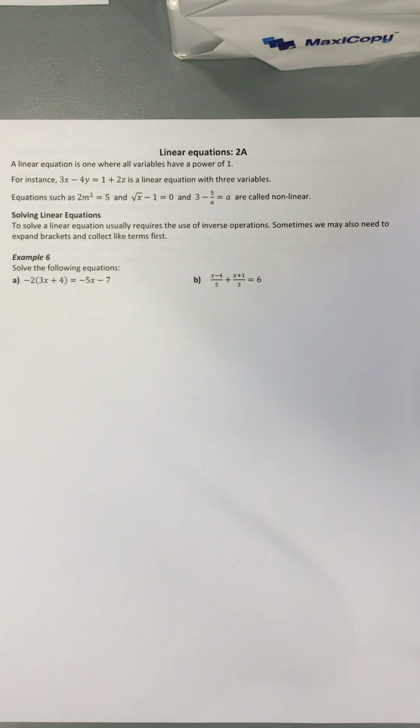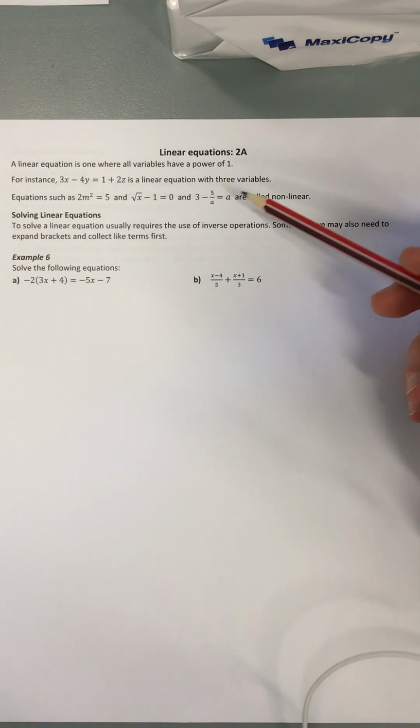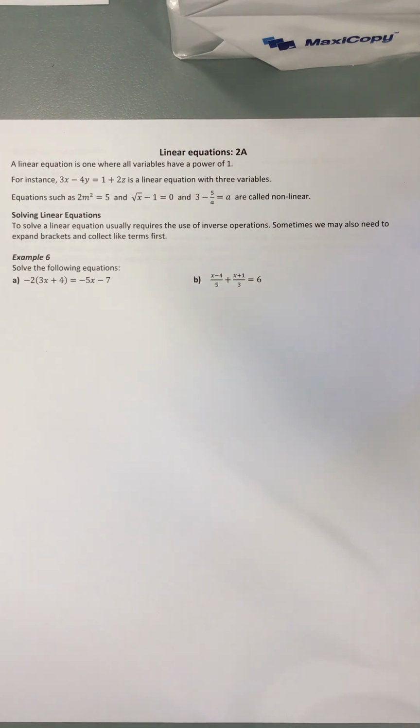Hello again, methods students. We're going to go through exercise 2A in this video, which is all about linear equations. So just as a quick reminder, linear equations are ones where the variables all have a power of 1. So you'll never see an x to the power of 2 or y to the power of 3 or square root of x or something like that. All the variables will just appear as a variable to the power of 1.